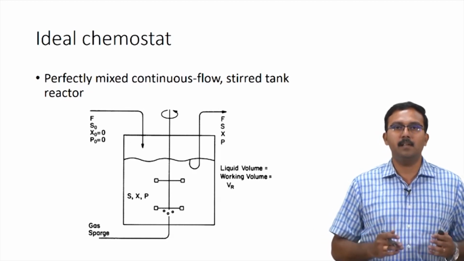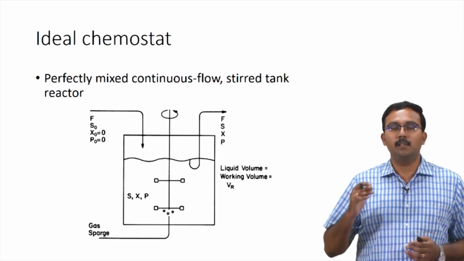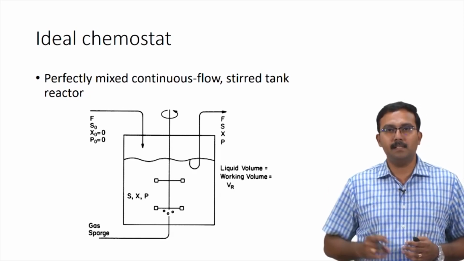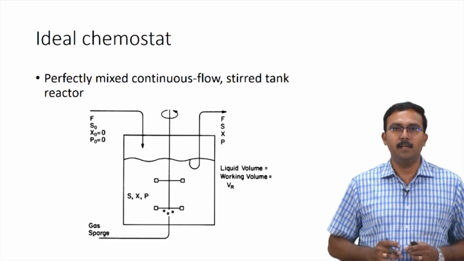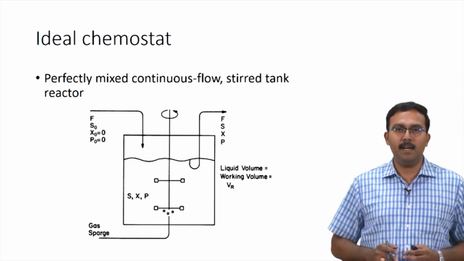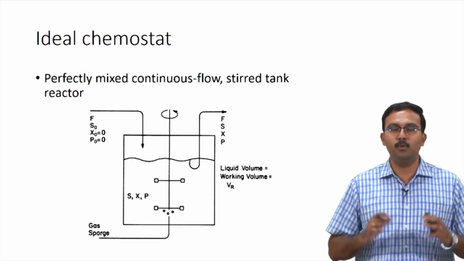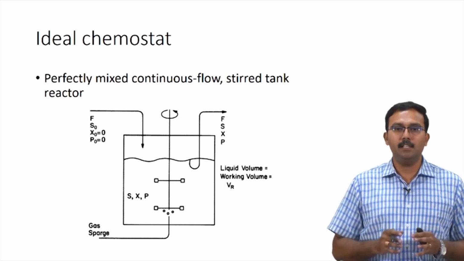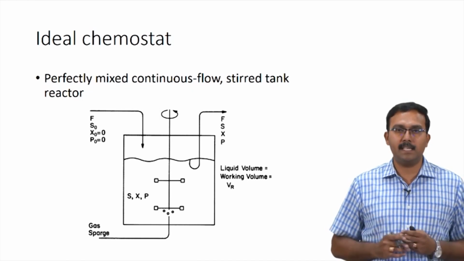Just like we discussed for the CSTR in enzyme kinetics, here also the concentrations of components in the exit stream will be the same as the concentration of the components inside the reactor. So, you have a well mixed system, which means whatever is fed is immediately mixed and the concentration is uniform throughout the reactor. In addition to the mixing conditions, you also see something called a gas sparge.